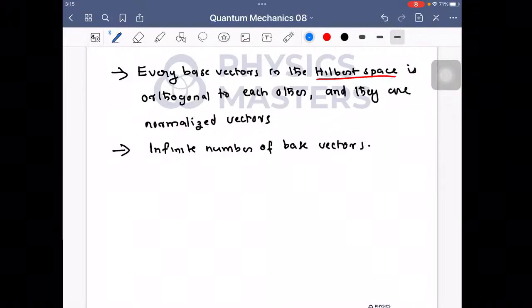Okay, so I will give an example of infinite potential box and Hilbert space. Note that the base vectors of the Hilbert space of a particle in an infinite potential box will be different from the base vectors of the Hilbert space of a harmonic oscillator. That will be different from the base vectors of the Hilbert space of a hydrogen atom, and of any other quantum mechanical system. So every quantum mechanical system has its own Hilbert space. Note this point.